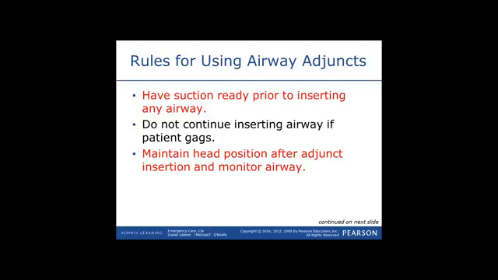And then maintain head position after the adjunct is inserted. Now that's head position, that's not maintain a jaw thrust, right? They still belong in that neutral position. Don't let them go back with their chin to their chest. Does that make sense?